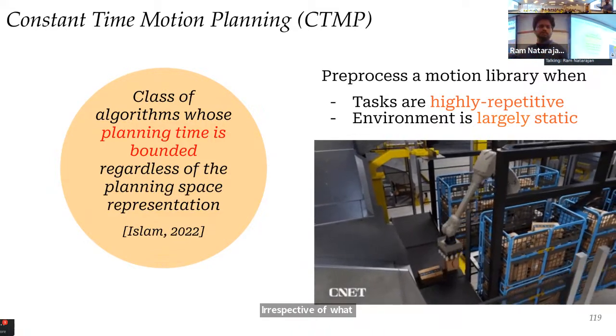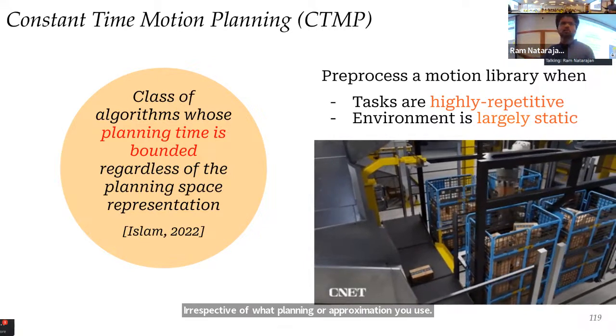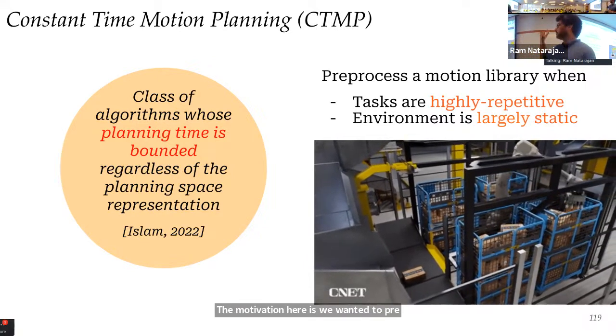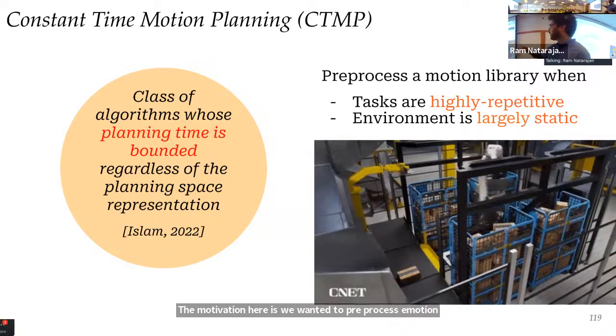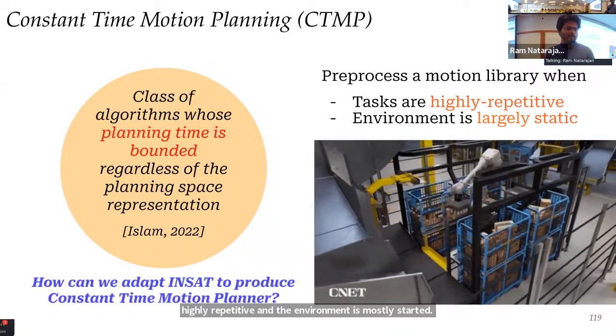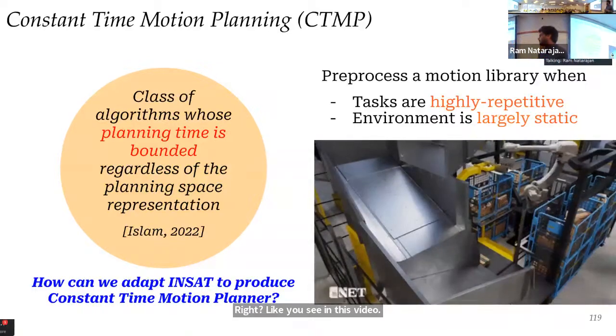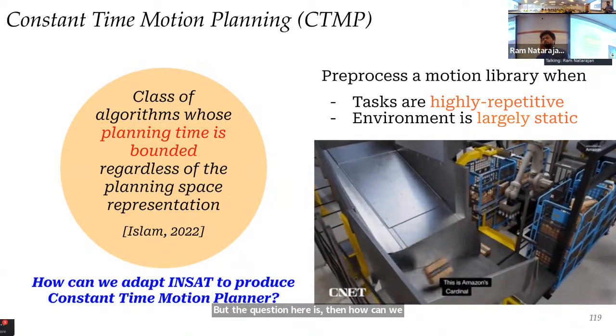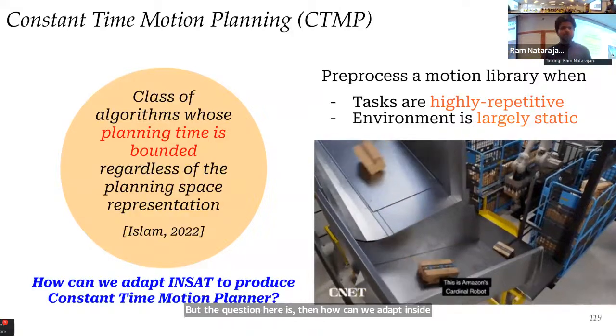The motivation here is we wanted to pre-process a motion library and use it for setups where the tasks are highly repetitive and the environment is mostly static, right? Like you see in this video. But the question here is then, how can we adapt the insight to produce this constant time behavior?